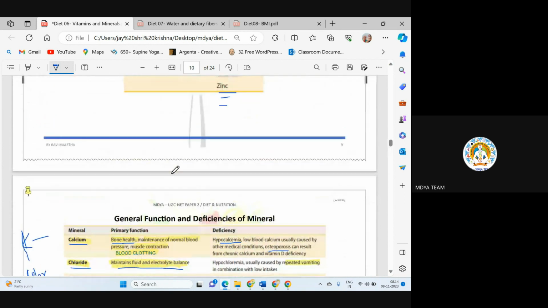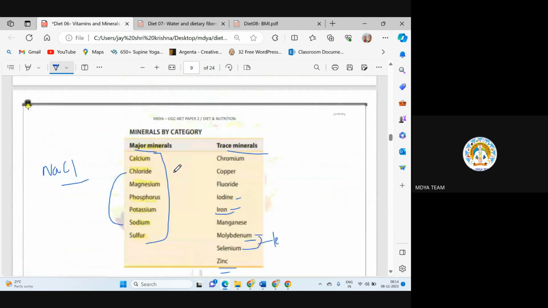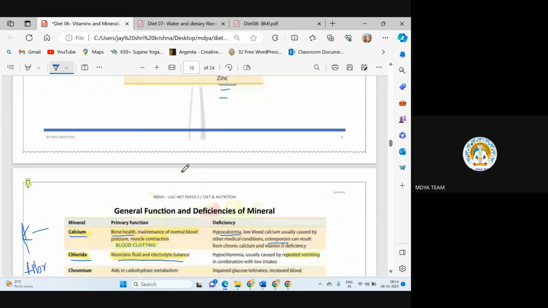So this is all about vitamins and minerals. Don't get confused in so many functions and so many deficiencies. Just try to remember the important functions and deficiencies which I told you, and try to correlate. Like in bone health, these many minerals are responsible. In fluid and electrolyte balance, these many minerals are responsible. You can correlate like that.